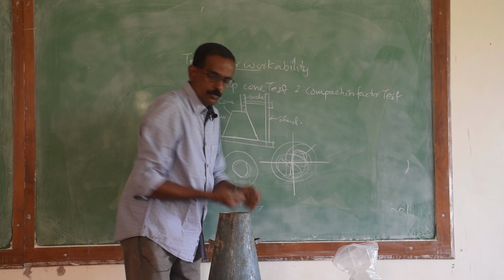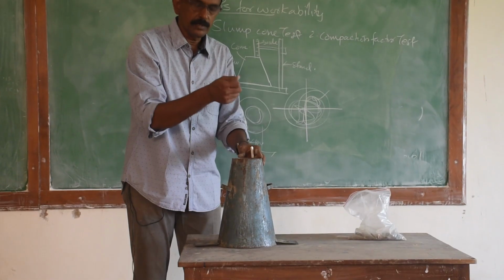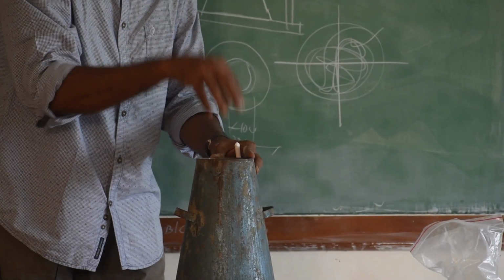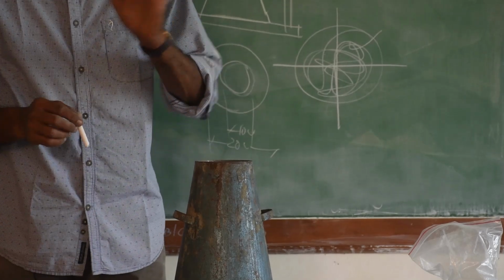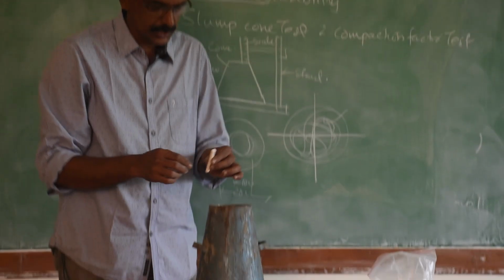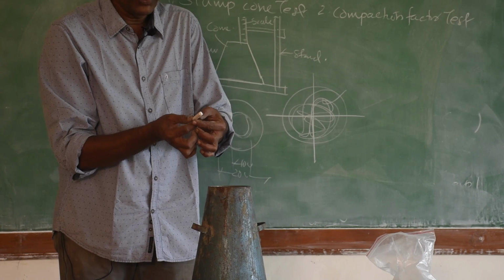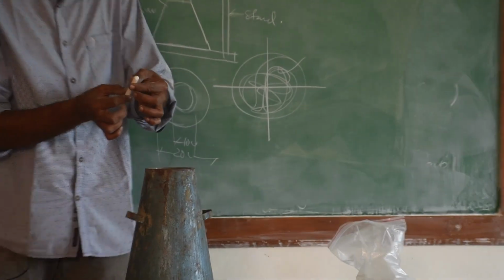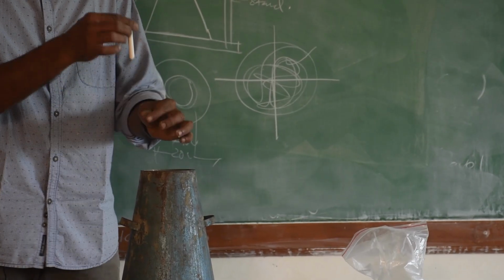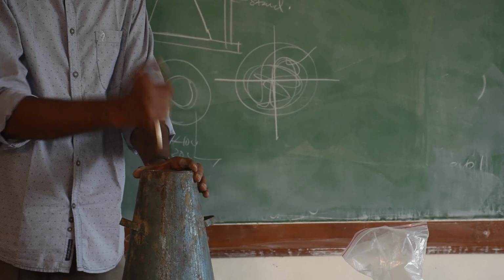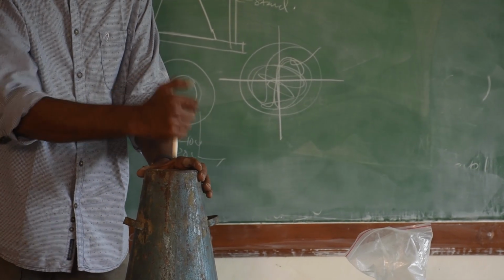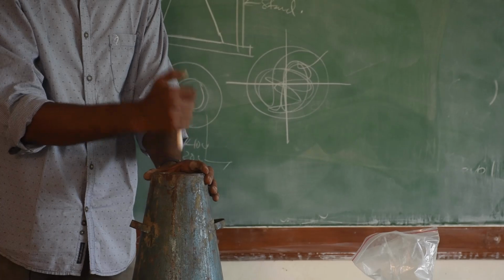Then take the first portion and put it inside the slump cone. Then compact it, which means take a 6 mm diameter rod, approximately this diameter, and of convenient length, say 1 meter, and do it like this. This is called compaction, to remove the voids and gaps.